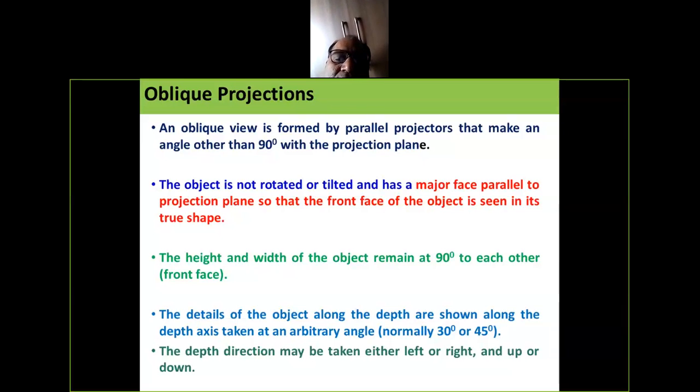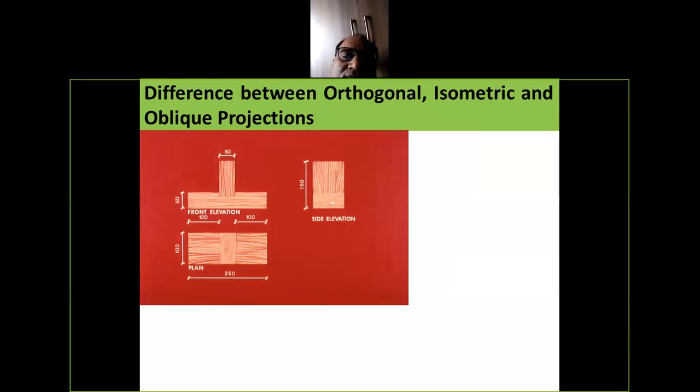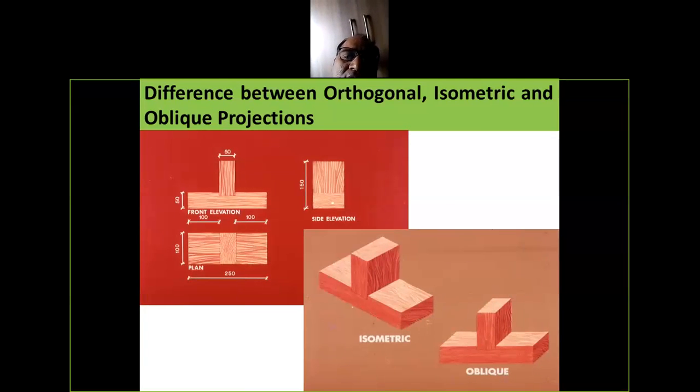So this comes under oblique. Now see the difference among orthogonal, isometric, and oblique projection.